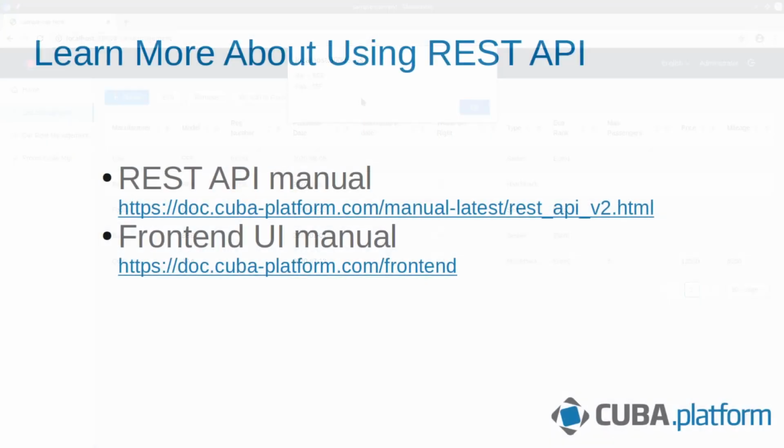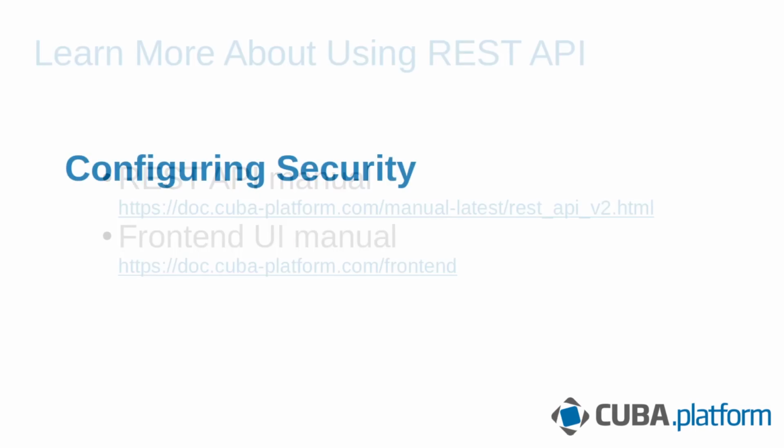There are other things that you can do using Frontend UI libraries and REST API, such as executing predefined JPQL queries, getting user permissions, uploading and downloading files, and so on. Check the Frontend UI and REST API manuals at our website to learn more.